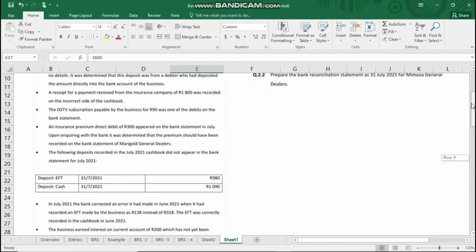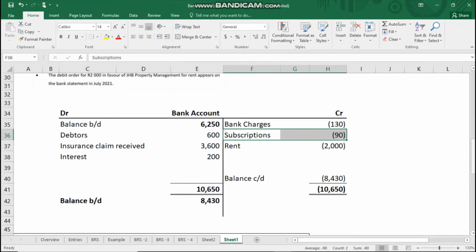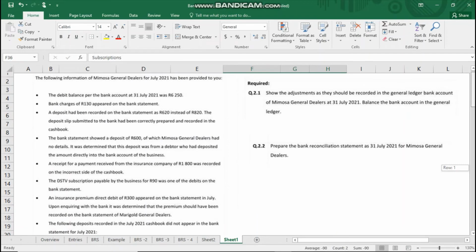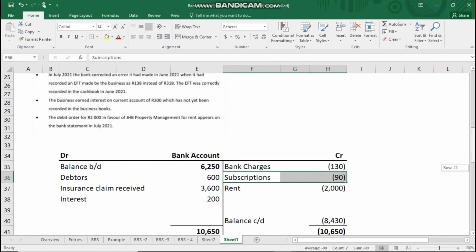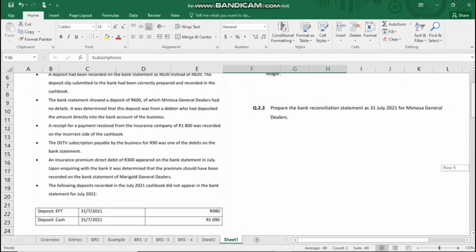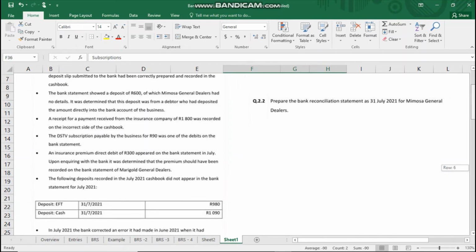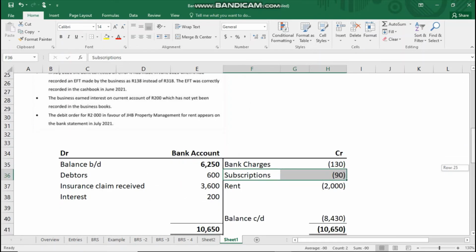And then we have a DSTV subscription of 90 which is paid. I've credited the bank account and subscription expense must be debited. Then we have insurance premium direct debit. That was an error. That will appear in the bank reconciliation.